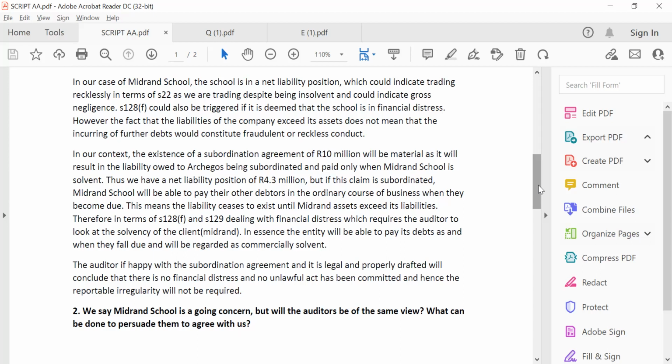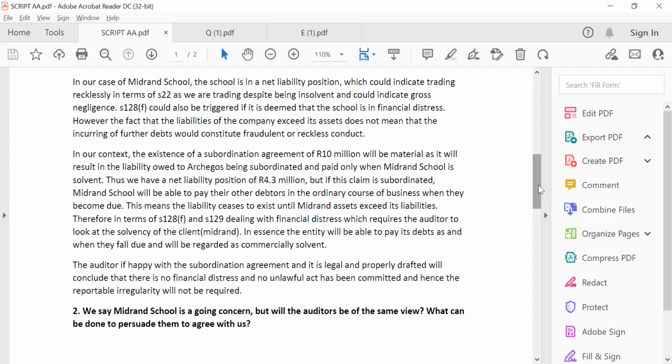So let's look at what this candidate used as application to the scenario. The candidate says, in our context, in the position of the Midrand school, the existence of a subordination agreement of 10 million would be material, as it would result in a net liability in the liability owed by Achegos being subordinated and paid only when the Midrand school is solvent. Thus, we have a net liability position of 4.3. That's a fact. We are factually insolvent. However, if this claim is subordinated, the Midrand school will be able to pay other debtors in the ordinary course of business as and when they become due. This means that the liability will cease to exist until the Midrand school's assets exceed the liabilities.